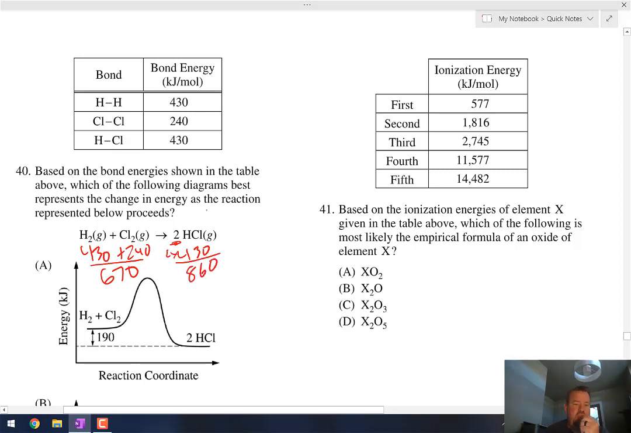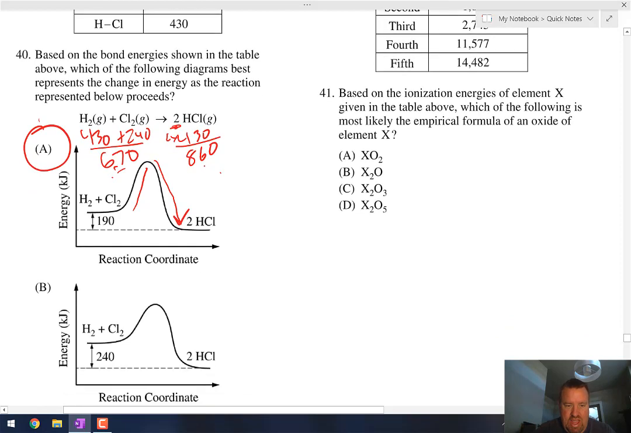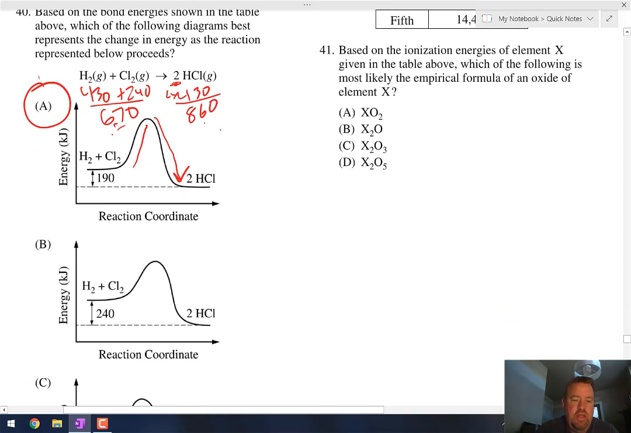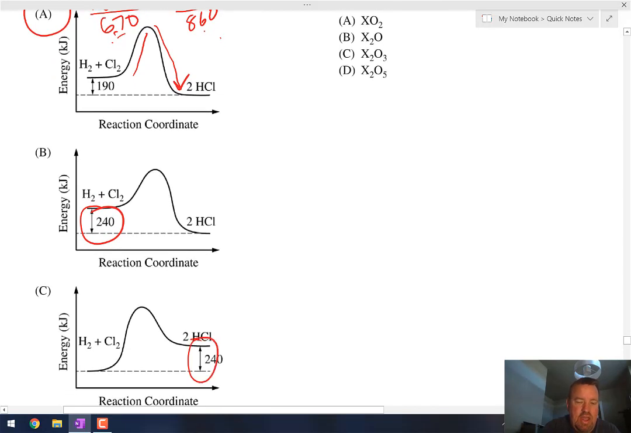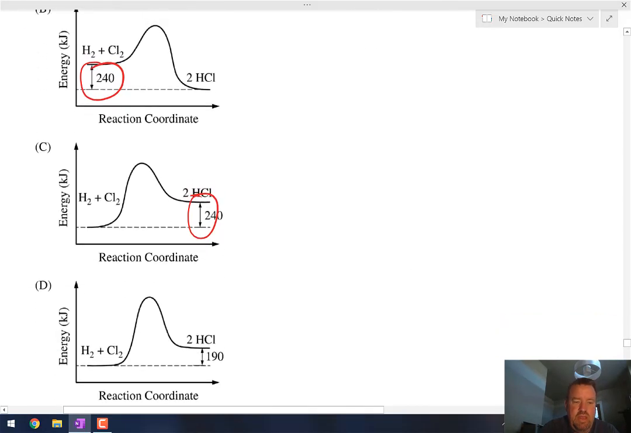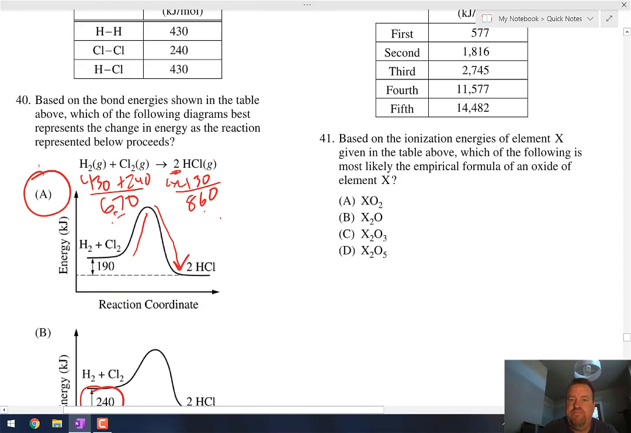So the amount of energy it takes to break the bonds is 670. The amount of energy that gets released when the new bonds are formed is 860. So it takes some energy to get up, and then it releases more as it comes back down. The difference between those numbers is 190. So A is the correct response. It absolutely is an exothermic process. Obviously on B, that number is incorrect. C has it being endothermic, which it's not. And D also has it being endothermic.